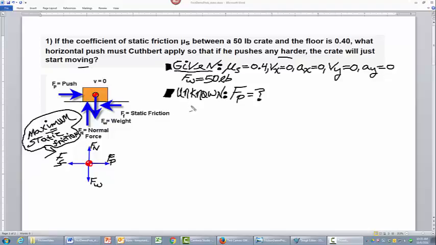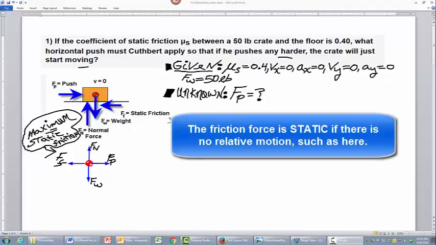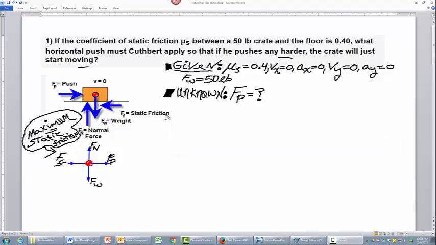What is the unknown? We need to know the push so that if he pushes any harder, the crate will just start moving. But what opposes the pushing force? That would be the static friction force. Remember that static friction increases in response to an applied force up to a maximum value determined by a characteristic of the two surfaces in contact, which is the coefficient of static friction.